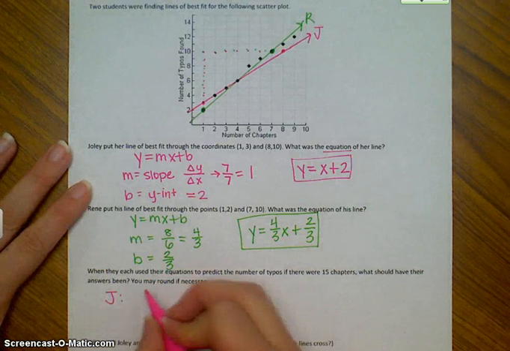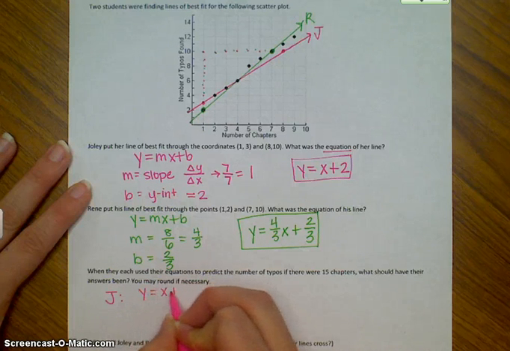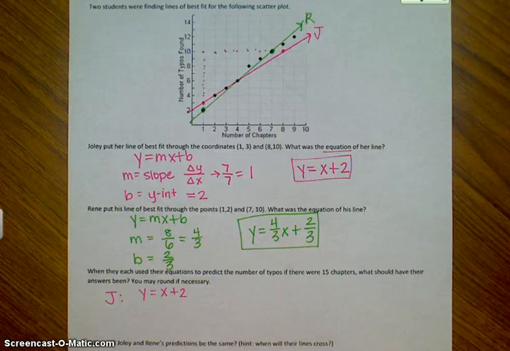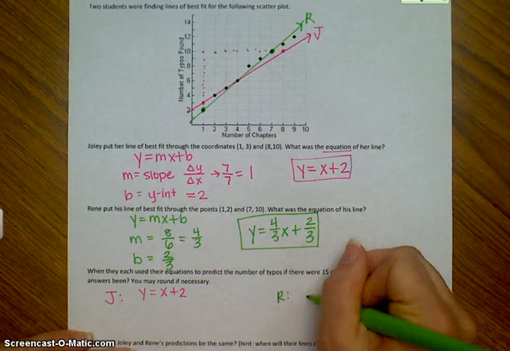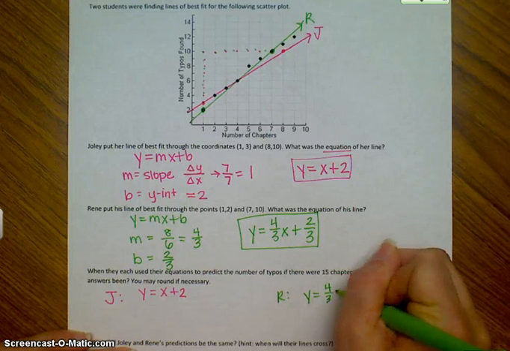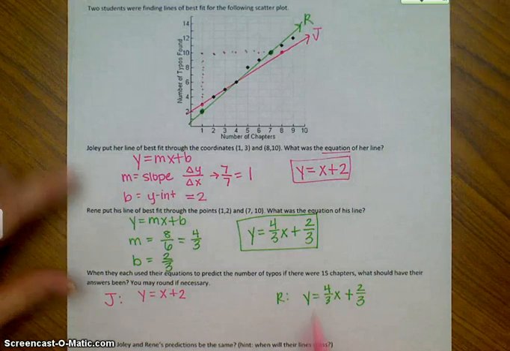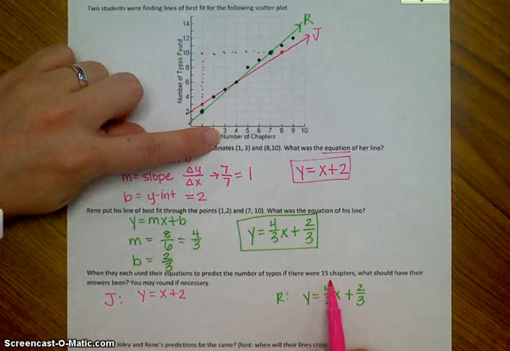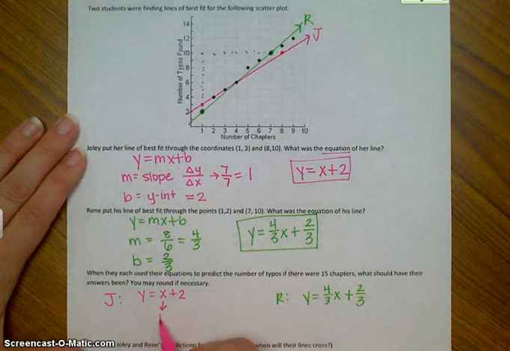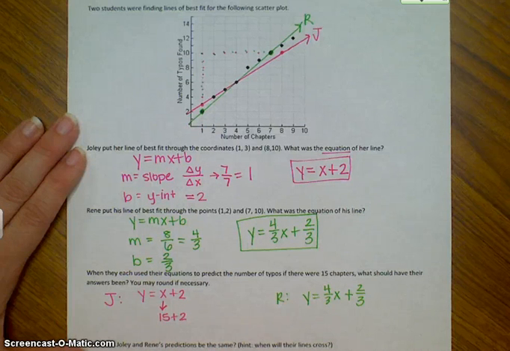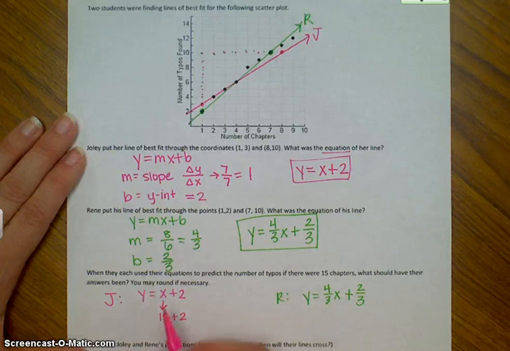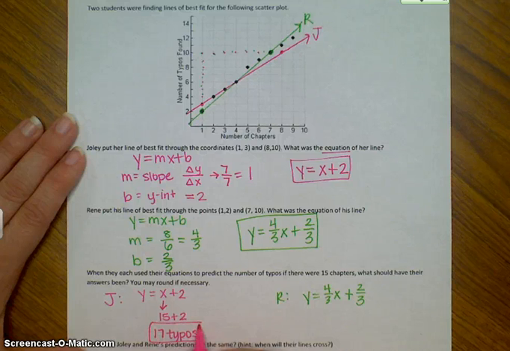So for this, we're going to actually use their equations, and then for Renee, his information over here. And they're saying that we have 15 chapters. So the chapters up here actually represent our x values. So that just means we're going to substitute in that right there. So that means that when Jolie is making her prediction off of her equation for chapter 15, she would predict that there would be 17 typos, because 15 plus 2 equals 17.